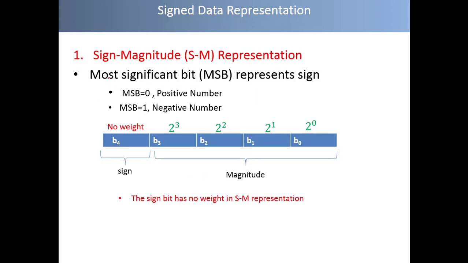In the sign magnitude representation, we reserve the most significant bit as the sign bit, and this bit has no weight. It means that in order to compute the magnitude of a number, this bit is not used. Its purpose is only to denote the sign of the number, and if this bit is 0, the number has a positive magnitude. Otherwise, if this bit is 1, then we say that the number is a negative number.